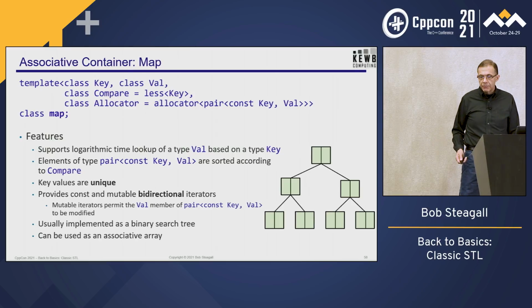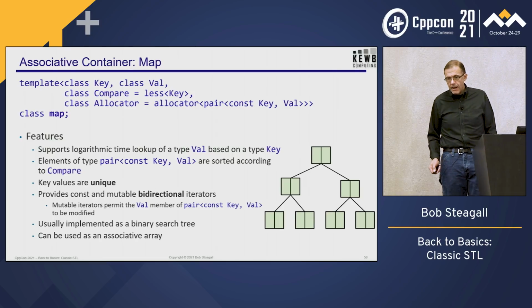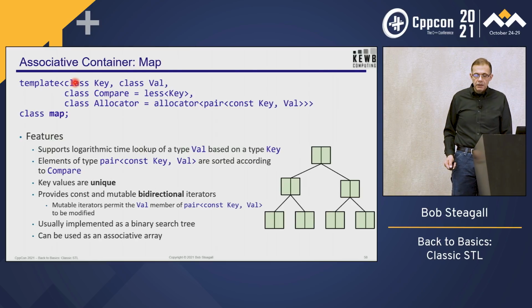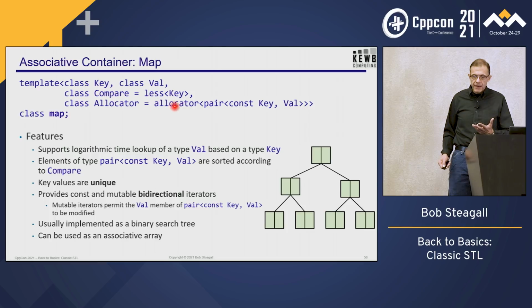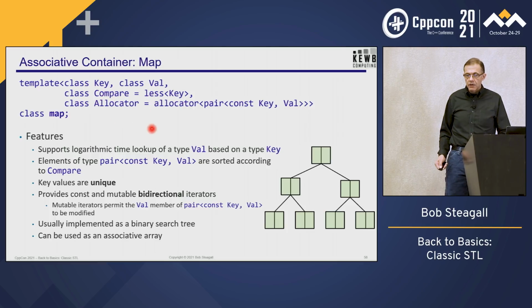Then you have map. So map actually sorts its elements. The elements that it keeps are a pair. The element is a pair, and the pair contains a constant value of key and a value. And so it's parameterized in terms of key and value. It has a comparator that sorts those pairs in terms of the key. So everything is sorted by key, and the keys are associated with values.